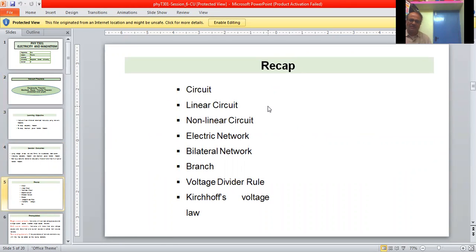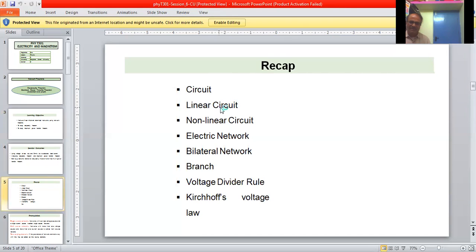Now I am going to explain these things in a recap. First, we'll see what a circuit is. A circuit means electrical components or devices are connected in such a way that there exists at least one path for the flow of current. So it is an interconnection of electrical devices or components such that there is at least one path for the flow of current. That kind of thing is called a circuit.